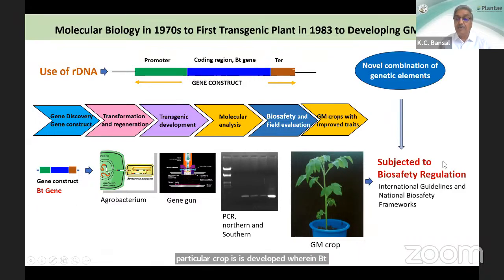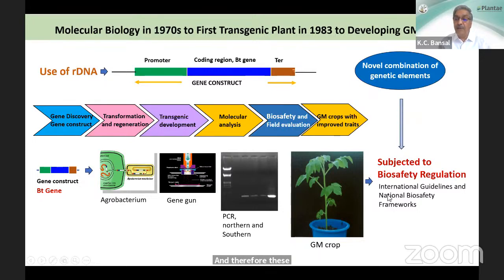And then these GM crops are subjected to biosafety regulation. And why biosafety regulation? Again, because there's a use of rDNA technology, and this technology allows us to have a novel combination of genetic elements. This is from a virus, the promoter, and this is from a bacterium, and this could be from still another organism, all unrelated to plants. And therefore, these GM crops are subjected to biosafety regulation.